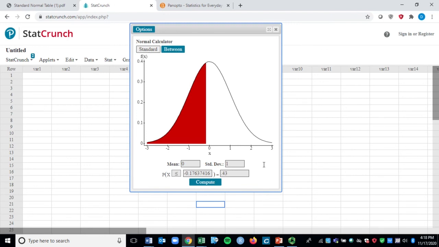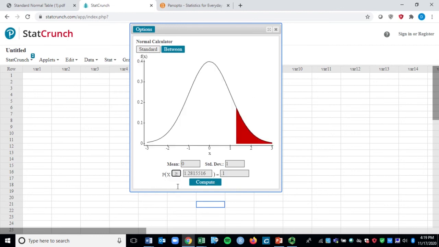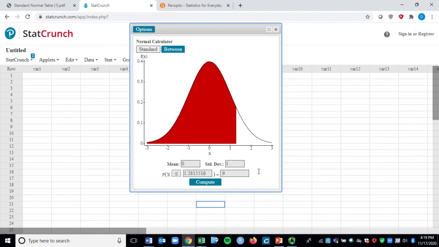You could also change this around. Not to complicate things, but instead of doing the 90th percentile, you could do the top 10%, but you've got to be careful. Instead of less than, we want greater than, and it will figure it out for us. Notice it's the same number as putting in less than 0.9. It's 1.281516. Same number. So there's the z-score associated with a 90th percentile ranking.